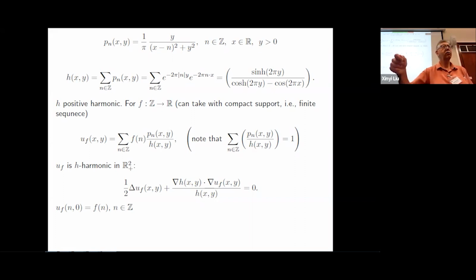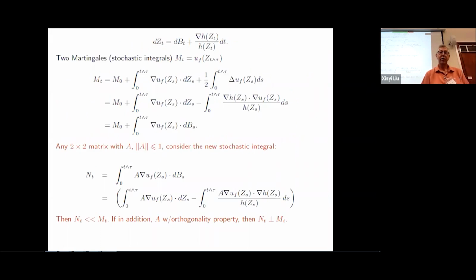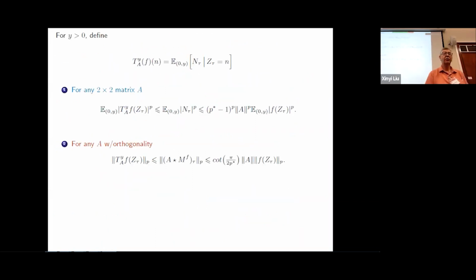So now you crank the handle. And there you write your martingales. You write the martingale transform, and you get these operators, which I continue to call T sub A's, starting at level Y, and you apply the theorems. So you get from Burkholder p star minus 1, and you get from the theorem with Gan 1, cotangent pi over 2 p star.